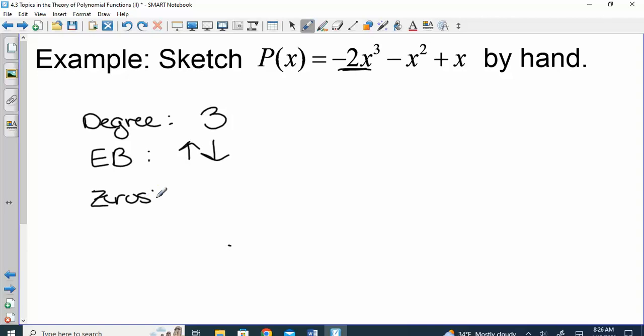A little bit harder to find because it's not factored. So we have to think about factoring this. Could we take out an x? Yeah. And since the first one's negative, let's just take out negative x.